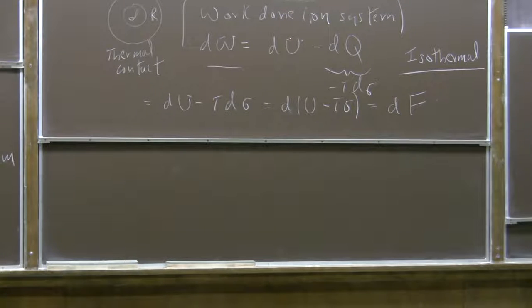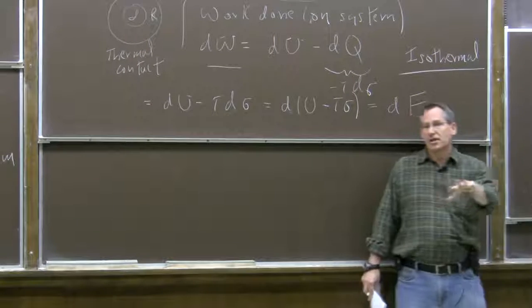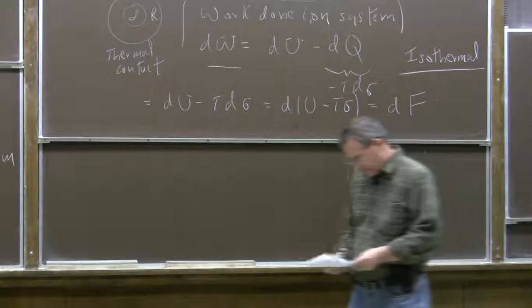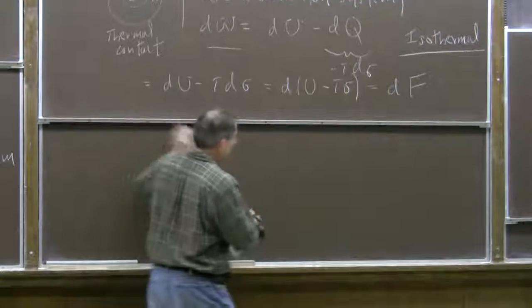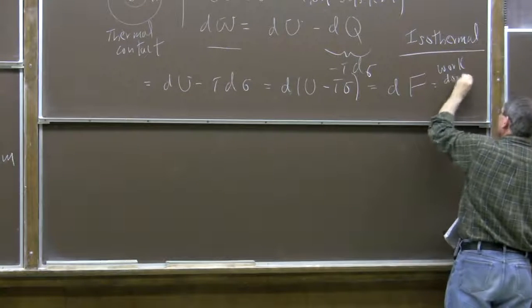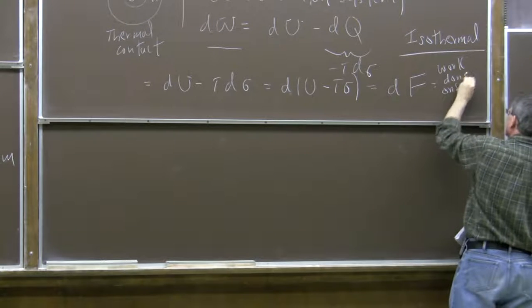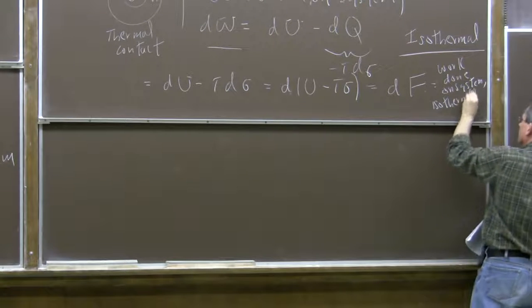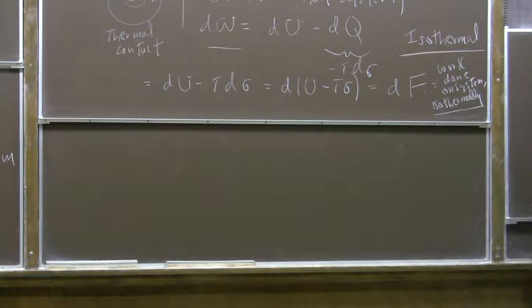So we keep track of the change in the internal energy, which is available to do work later on, but we don't include the change in the internal energy that results from the unavoidable heat flow between system and reservoir to maintain temperature equilibrium. So the change in F we can think of as work done on the system isothermally. We do work on the system at constant temperature, it increases its free energy, and we can withdraw that free energy later on to do useful work.